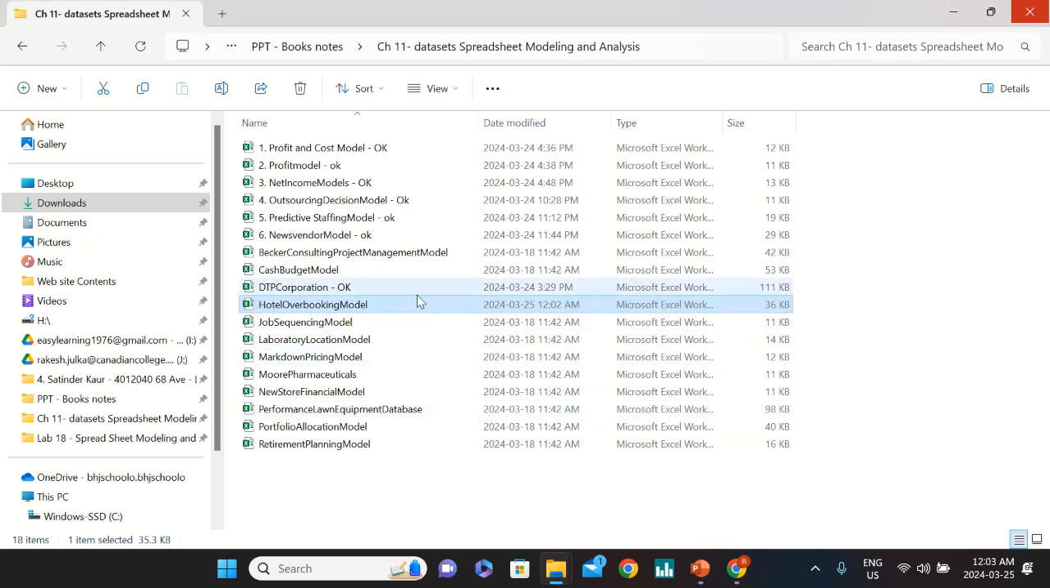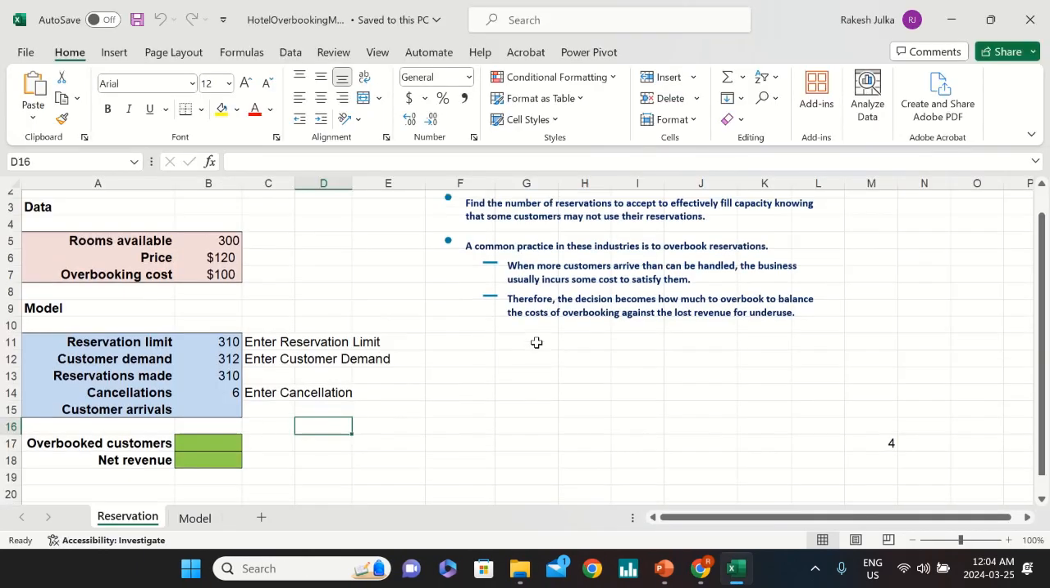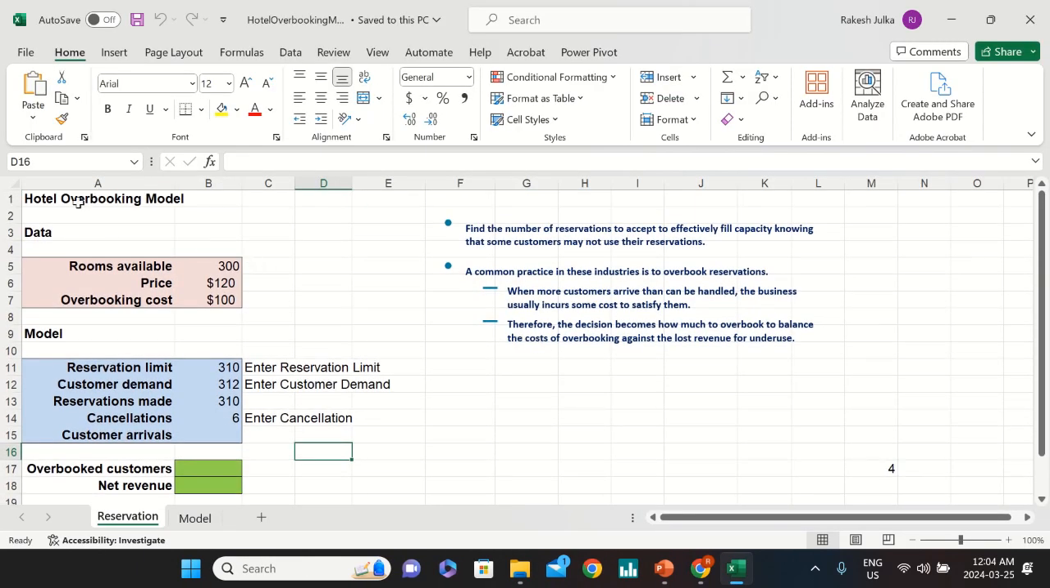In this video, I'm just going to explain the hotel overbooking model. I will implement the spreadsheet modeling and do analysis of this. Starting with, I'm going to open this file in which we have some information ready. This is the hotel booking model and the data is available.